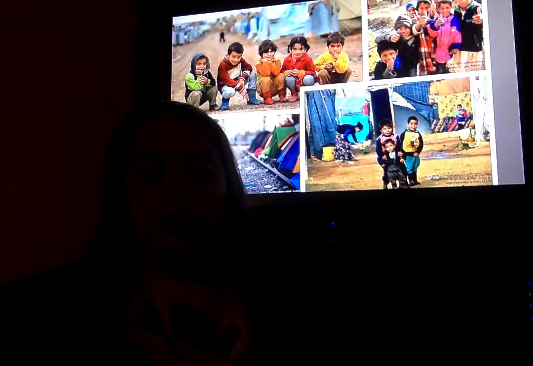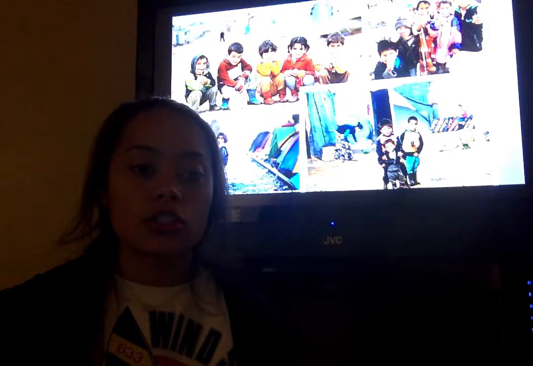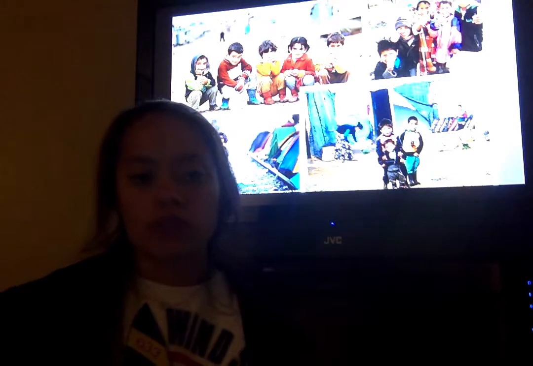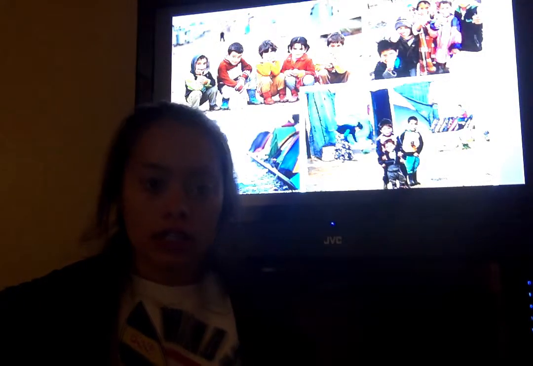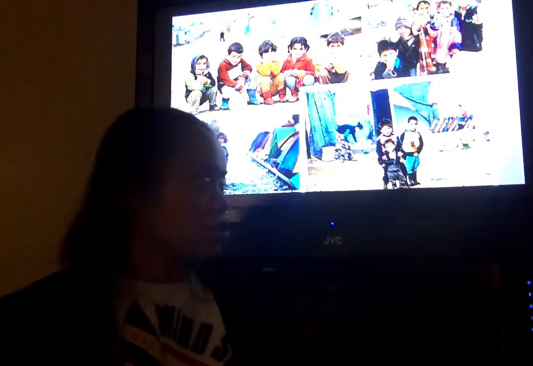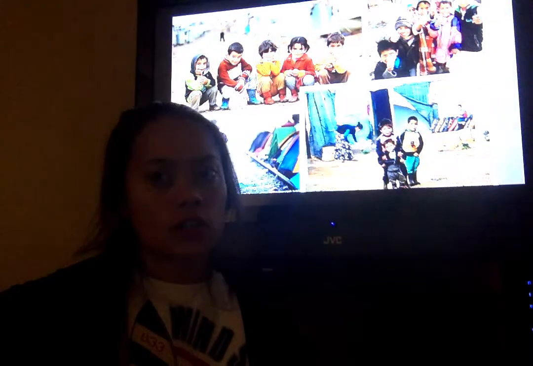So here are just a few images that I found online, and these just show the conditions of the environments that these individuals have to live with while they're in the resettlement process, or if they're staying at what we know as refugee camps. And as you can see, their conditions are not very good.